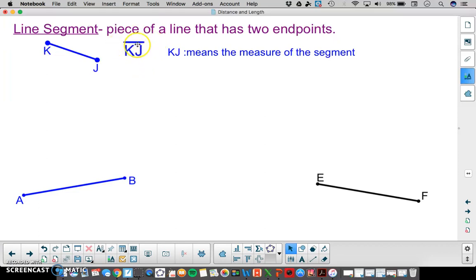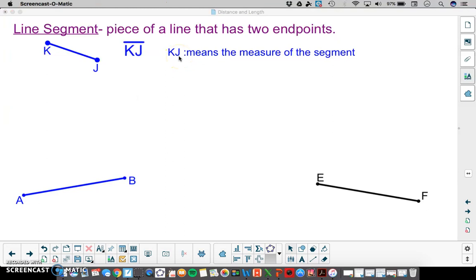Notice the symbol above is different than a line. The symbol that you use is very important. It means that we're talking about the segment and not the line. If you use the notation without the symbol above it, so just KJ, it means the measure of the segment. It's the numerical value that represents the length of the segment.